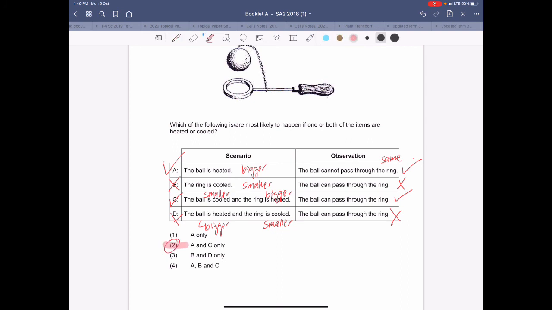Now be very careful when you do this kind of question, right? You should actually do a cross and tick at the side of your option. So when you pick your final option over here, you are clear which are the 2 options you want to pick.